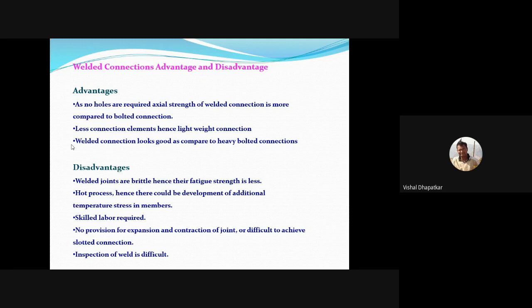Then no provision for expansion and contraction joint, or it is difficult to achieve a slotted connection. As we achieve a slotted connection in case of bolted connection, in case of welded connection it is difficult to achieve slotted connections. Then inspection of weld is difficult at higher elevation, because sometimes we need a radiography test to check whether the weld is correctly done or not, but it is difficult to perform at a higher elevation. Hence it is not recommended to have welded connections.